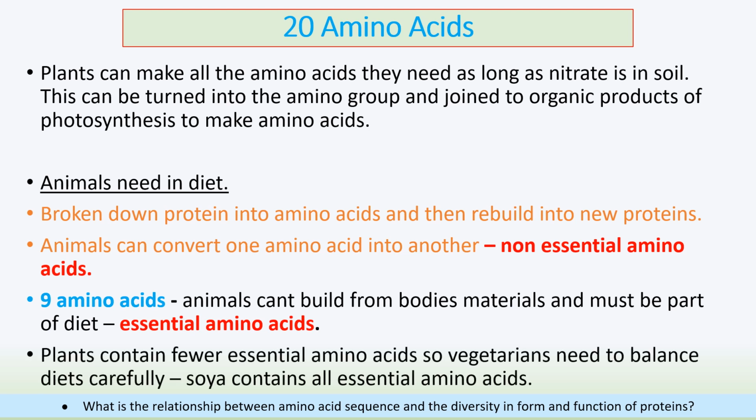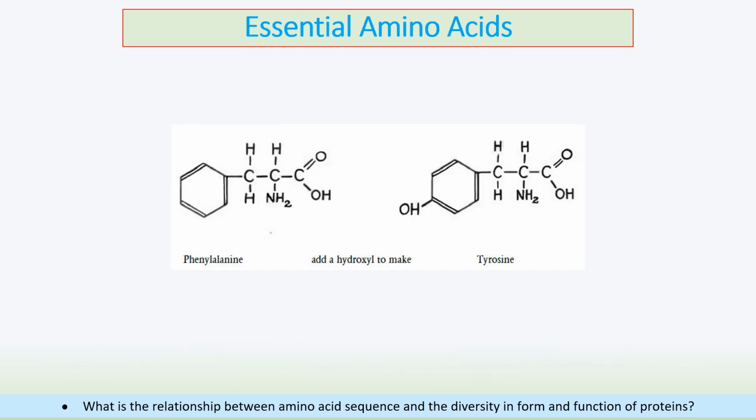Plants contain fewer essential amino acids though, so people who are just vegetarian do actually need to be very careful with their diet. And soya is an example of why. One reason soya, I think it tastes disgusting, is one of the key ingredients, is because it contains all essential amino acids. So we can get our essential amino acids from plants, from soya, and obviously animals that eat plants, they might have them in them, so that's where we again get them as well.